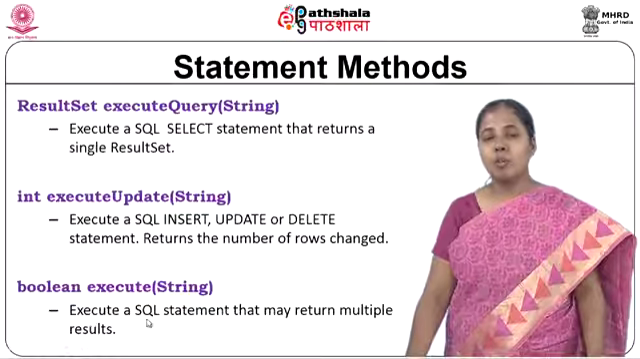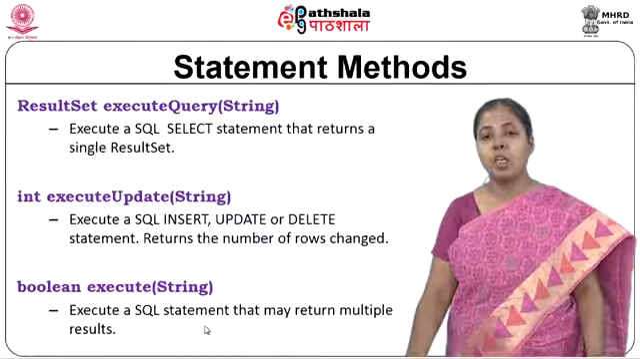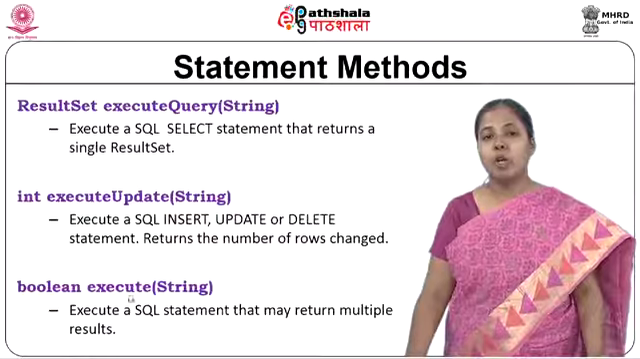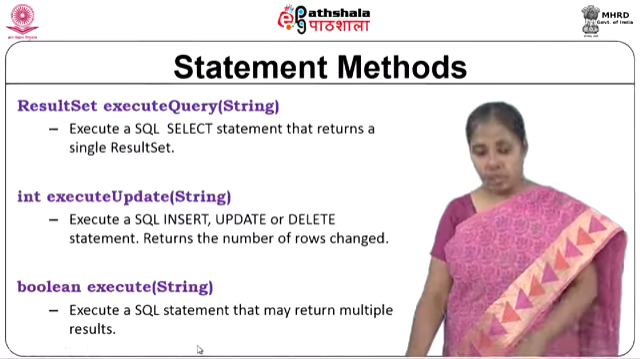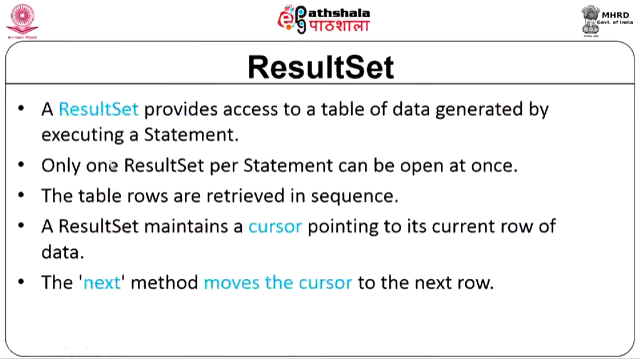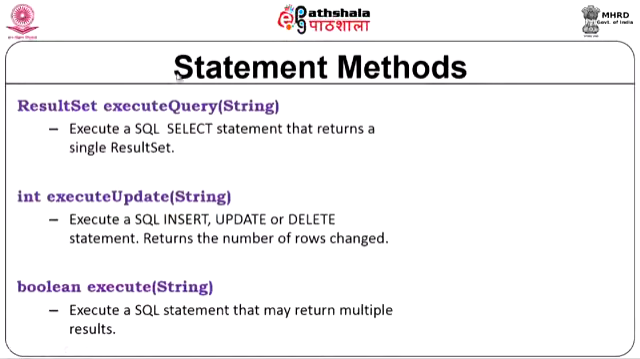So, this is normally useful when you want to execute a single statement, for example a select statement that may return multiple results. So, you can make use of the execute method and it returns a boolean value. And coming to the result set, as I told you, we have a method called executeQuery. This actually returns a result set.